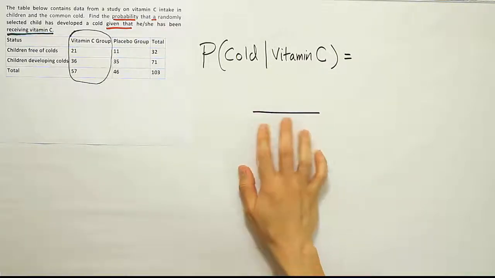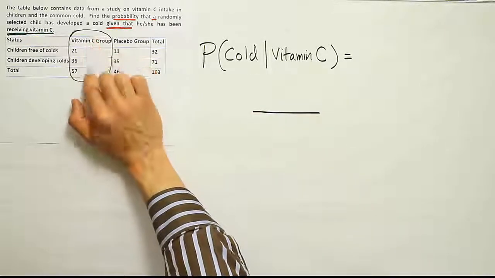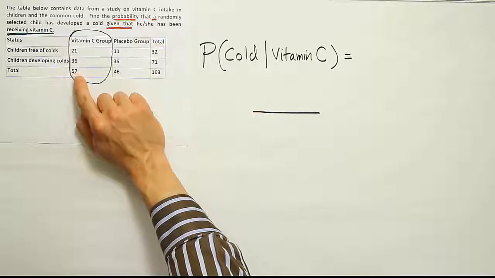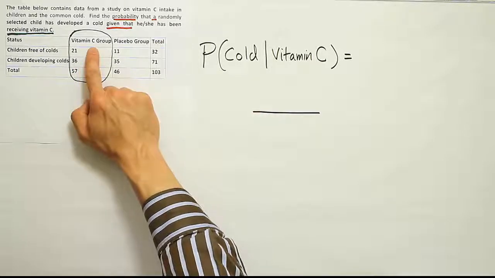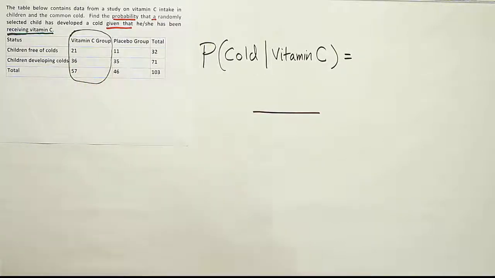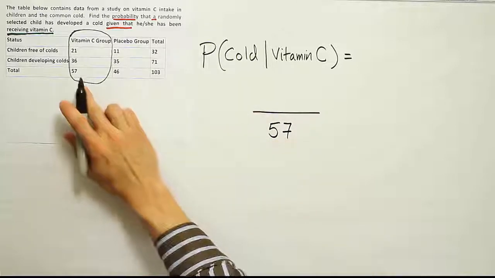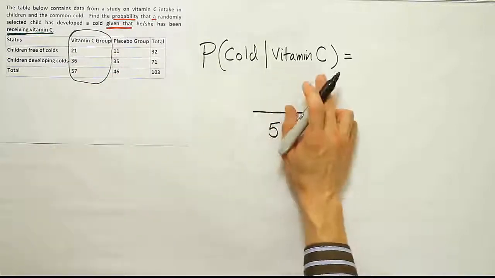We're going to have on the bottom the total always, right? So when I look at these three numbers, the only three numbers I should be using to solve the problem, I want to identify the total. So this is not a total, this is not a total, the only total is the 57, so that total becomes my denominator for the problem. These are all the people in the study who were given vitamin C.